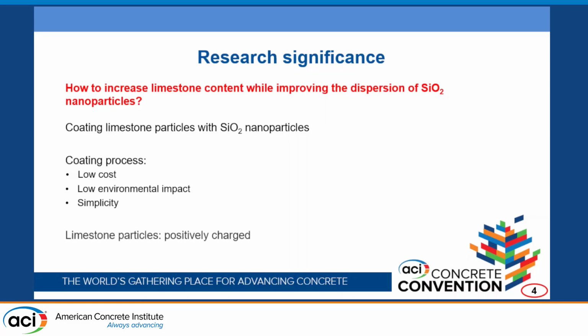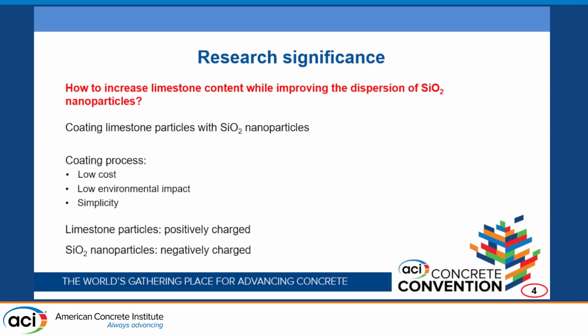So we use the surface characteristics of limestone particles and nanosilica particles. The conventional or commercial limestone used in the cement industry contains a large amount of calcite, so the surface charge of limestone is positive, and the nanoparticles are negatively charged. So we took advantage of electrostatic attraction.